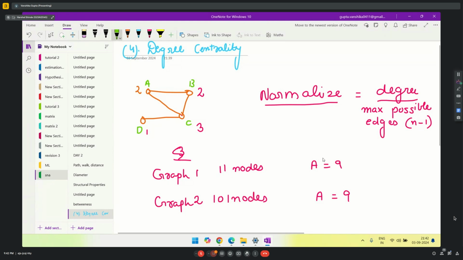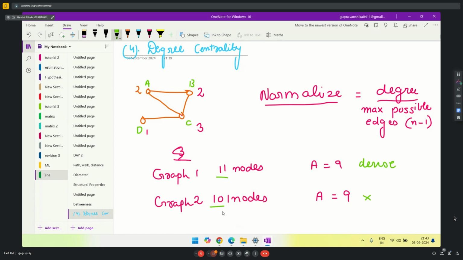Graph 1 is more dense, because in only 11 nodes you have 9 degree centrality. But here, for 101 nodes you have 9 degree centrality, so it is worthless over here, whereas here it is signifying density. So how can you calculate this? Here I knew my total nodes, so I could easily calculate or visualize it.